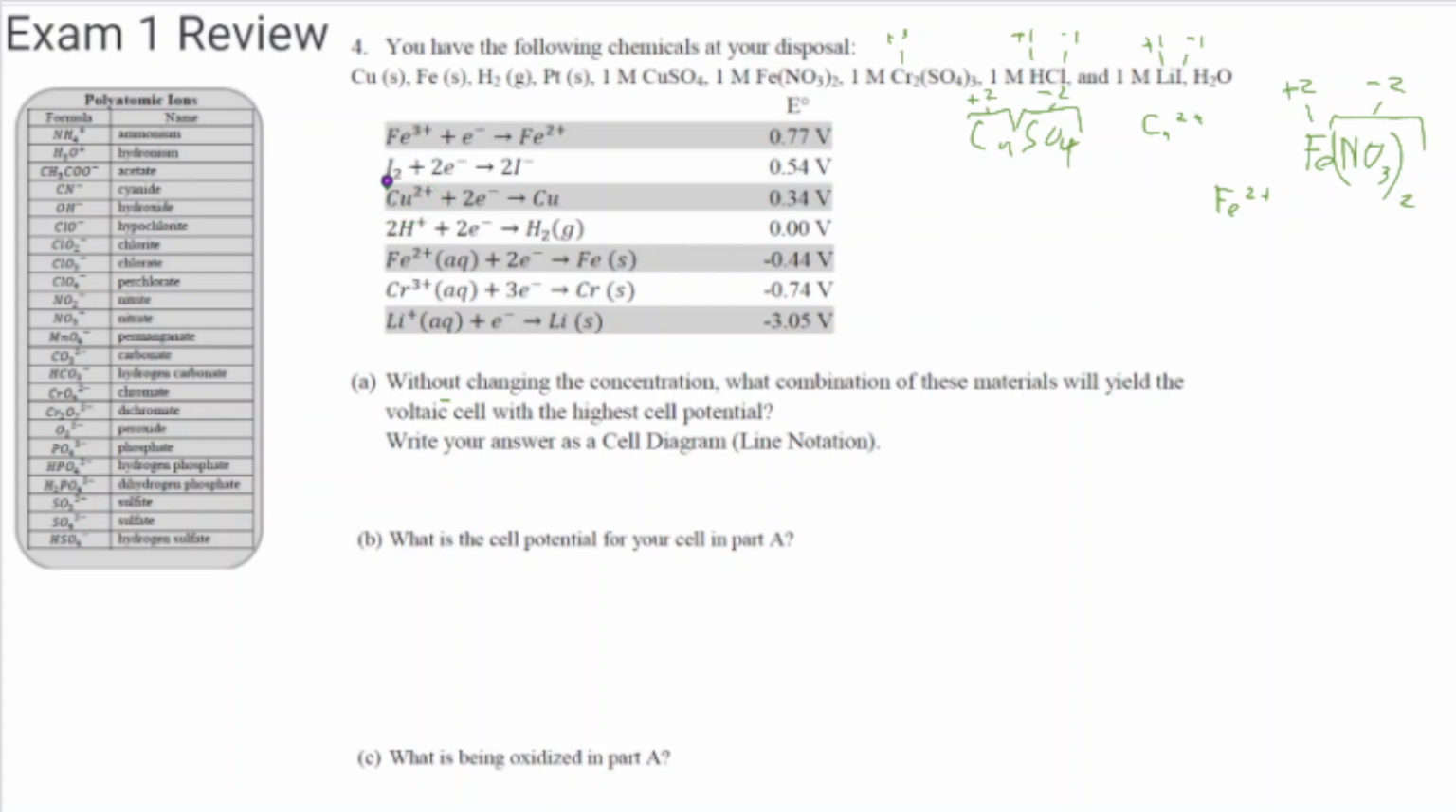And we actually do have copper 2 plus. We have copper 2 plus in the form of copper sulfate. So we have copper 2 plus. So this is going to be one of the reactions we're going to be using.